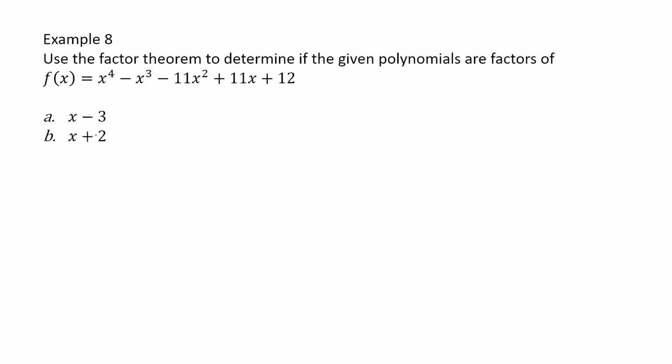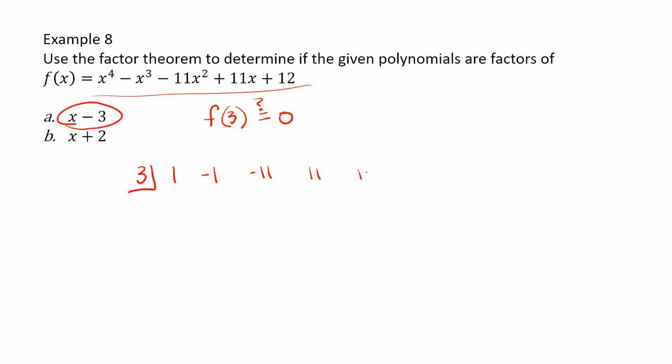So we're going to use the factor theorem to determine if the given polynomials are factors of this function. All right, so for x minus 3 to be a factor of f of x, that would mean that 3 is a 0. In other words, we need to check and see, is f of 3 0? And to do that, we'll use synthetic division and see if we get the remainder of 0. So we're putting 3 in our bracket, remember, because whatever makes the factor 0 is your c. And we're going to put the coefficients of this function f of x. So 1, negative 1, negative 11, 11, and 12.